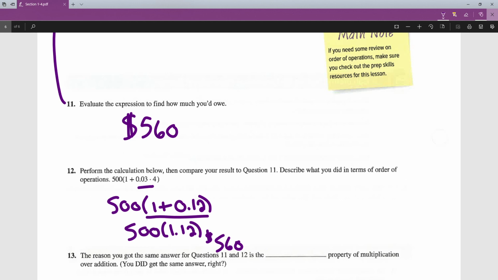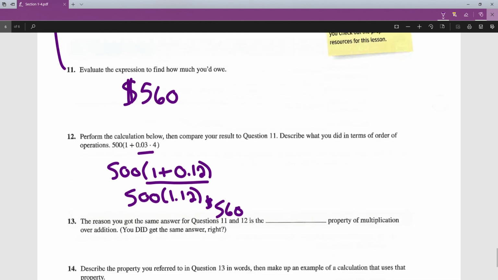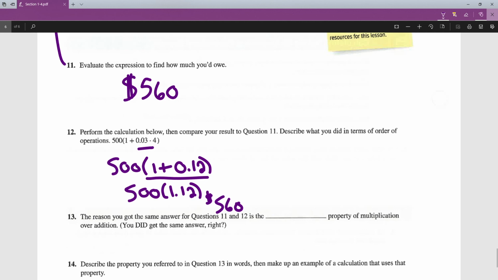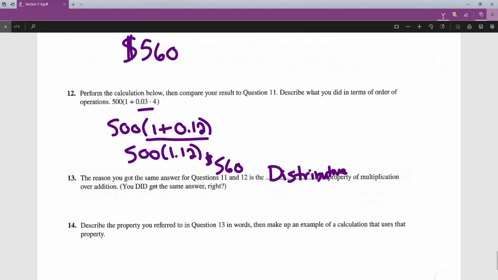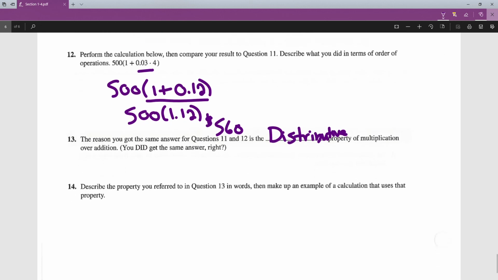They ask us in number 13, the reason you get the same answer is because of a certain property we have. That property that we have is the distributive property. 14 asks you to come up with an example of the distributive property. Here's a real quick example.